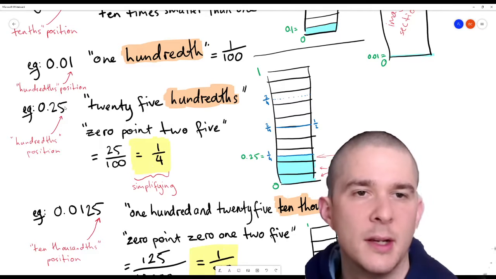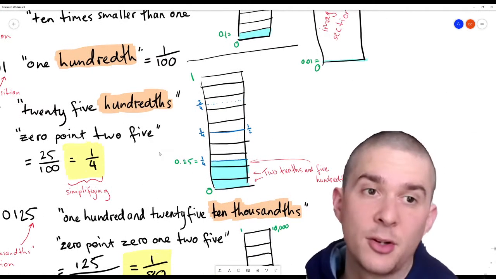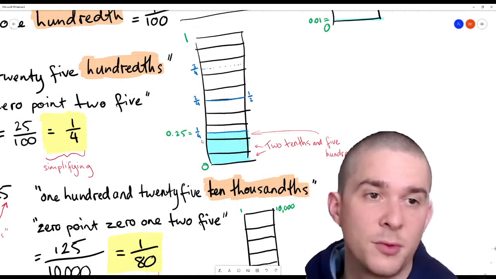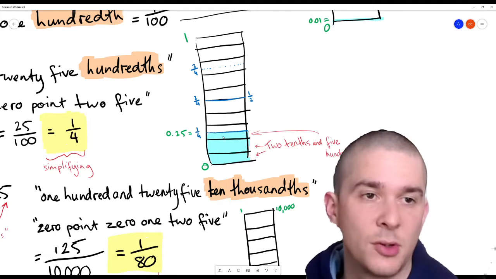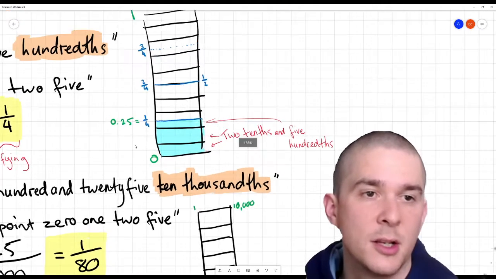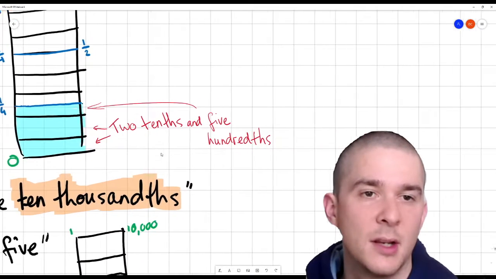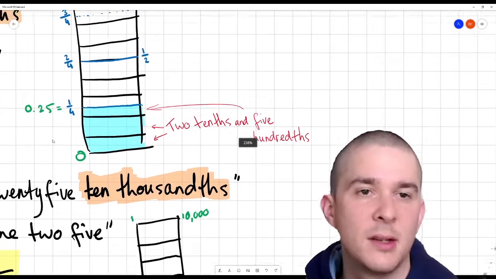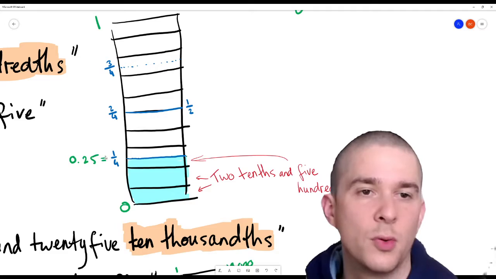All right, and the next one we have 25/100ths, 0.25. So we're looking at what position this last digit is in. That's the hundredths position, so we say 25/100ths. So again, I couldn't draw a bar with 100 pieces in it, but I've drawn in 10 pieces, so you can imagine each of these pieces is 10 smaller ones. So 25/100ths, or 0.25, is 2/10ths and then another 5/100ths. And you can see here that that is equal to 1/4.